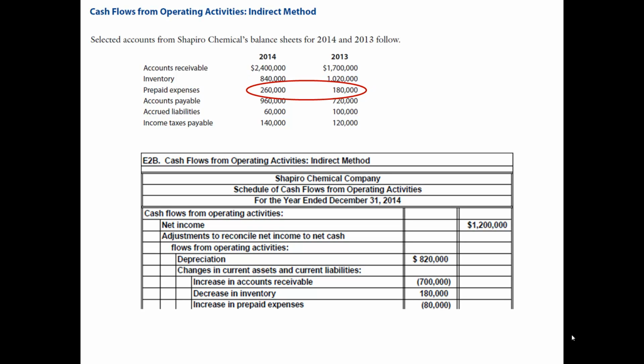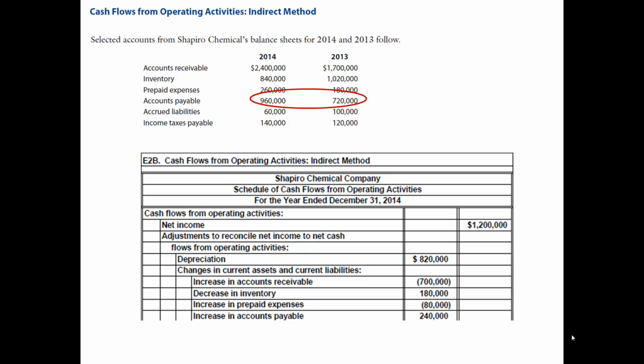Then increase in our prepaid expenses. All of our assets, if we have an increase, we subtract them out. So we subtract out the difference. And then we go into our current liabilities. So current liabilities are going to act the opposite of our current assets. Anytime we have an increase in a current liability, that will be added back in. And anytime we have a decrease in our current liabilities, it will be subtracted out.